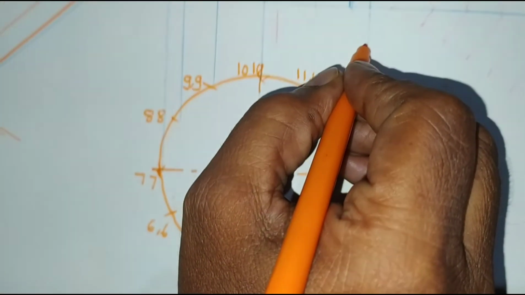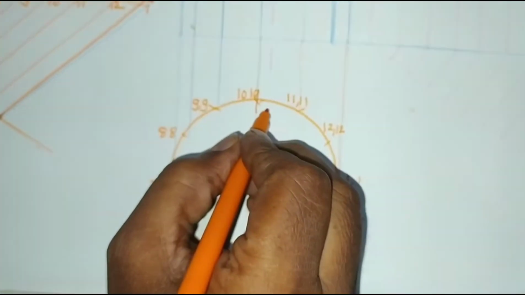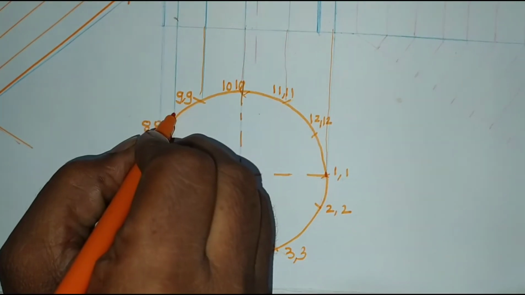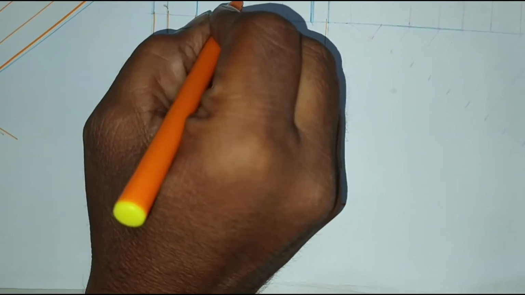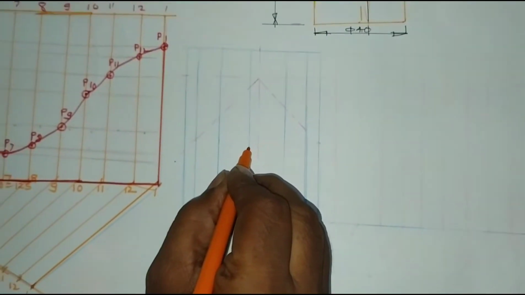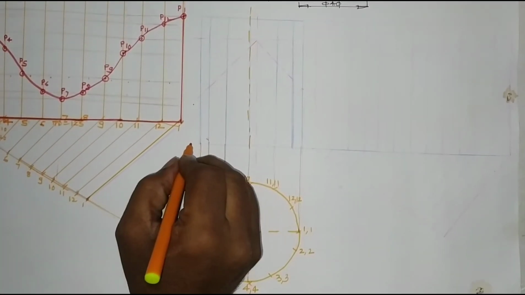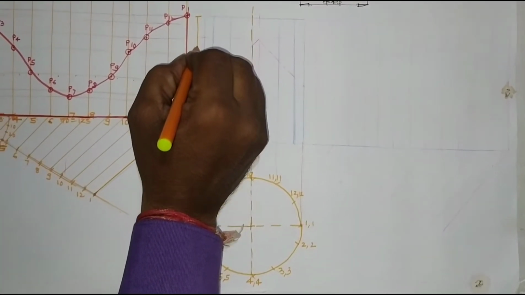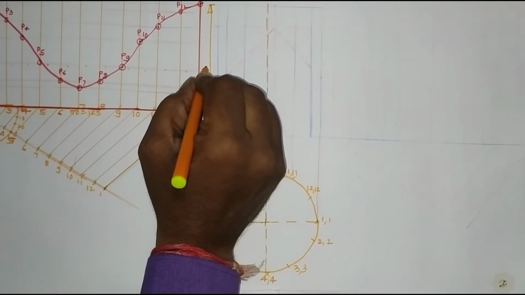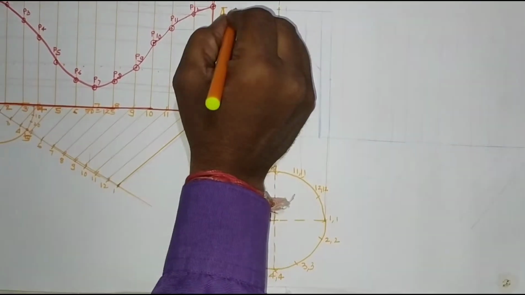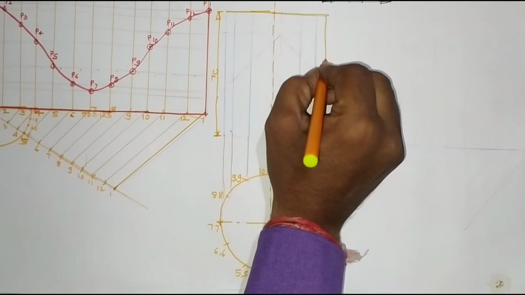Project these points with the scale in the upward direction. This is the axis. Now what is the height? What height have they given? The height is equal to 70 mm. From this point, mark 70 mm and complete the rectangle.